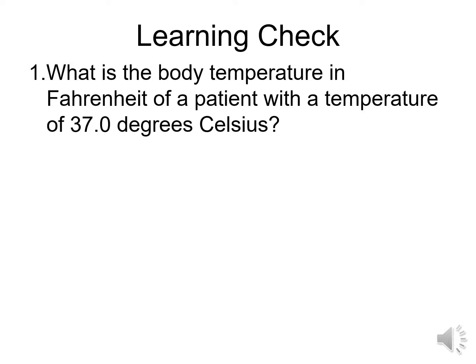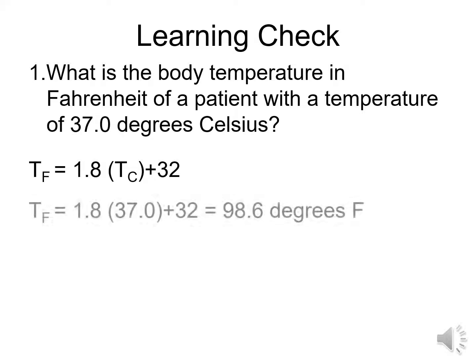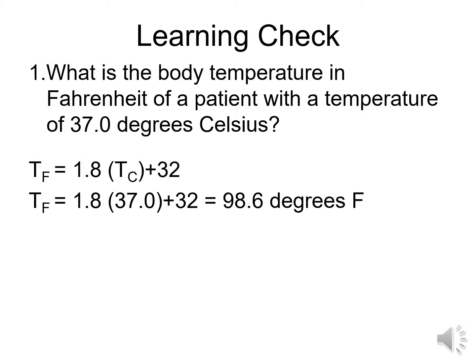Using those conversion factors, let's see if we can find the body temperature in Fahrenheit of a patient with a temperature of 37 degrees Celsius. Fahrenheit temperature is 1.8 times the Celsius temperature plus 32. So 1.8 times 37 plus 32 is a healthy 98.6 degrees Fahrenheit.